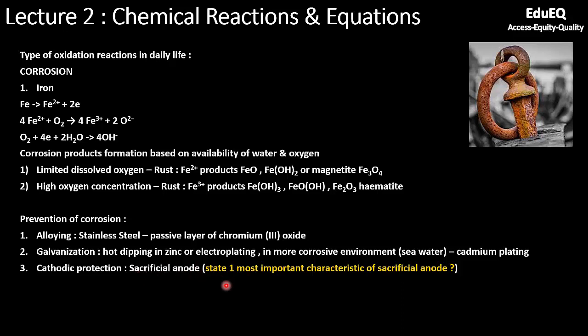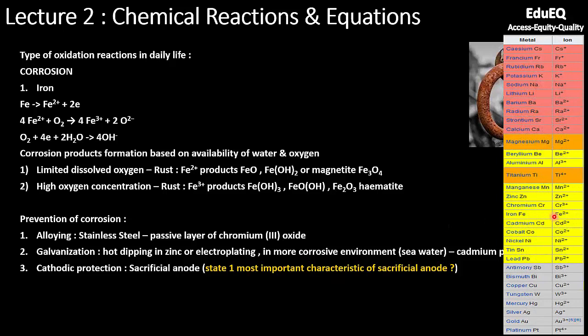I would like you to recollect our reactivity series, and maybe you can logically guess what the most important characteristic of a sacrificial anode should be. If you look back at the reactivity series, we have iron here. If we want to prevent corrosion or oxidation of iron, we have to choose a metal which is above iron in the reactivity series, meaning it has to be more electropositive or more reactive than iron. So we can choose something like zinc, manganese, or even magnesium.